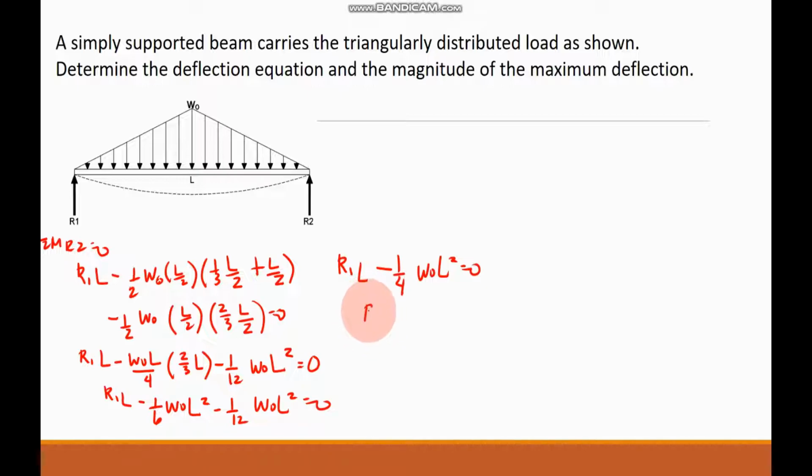Therefore, R1 is equal to WOL all over 4. So, since it is symmetrical, obviously R1 is equal to R2, tama? So, we have R2 is equal also to WL all over 4. So, this is WOL all over 4. Same with this one.